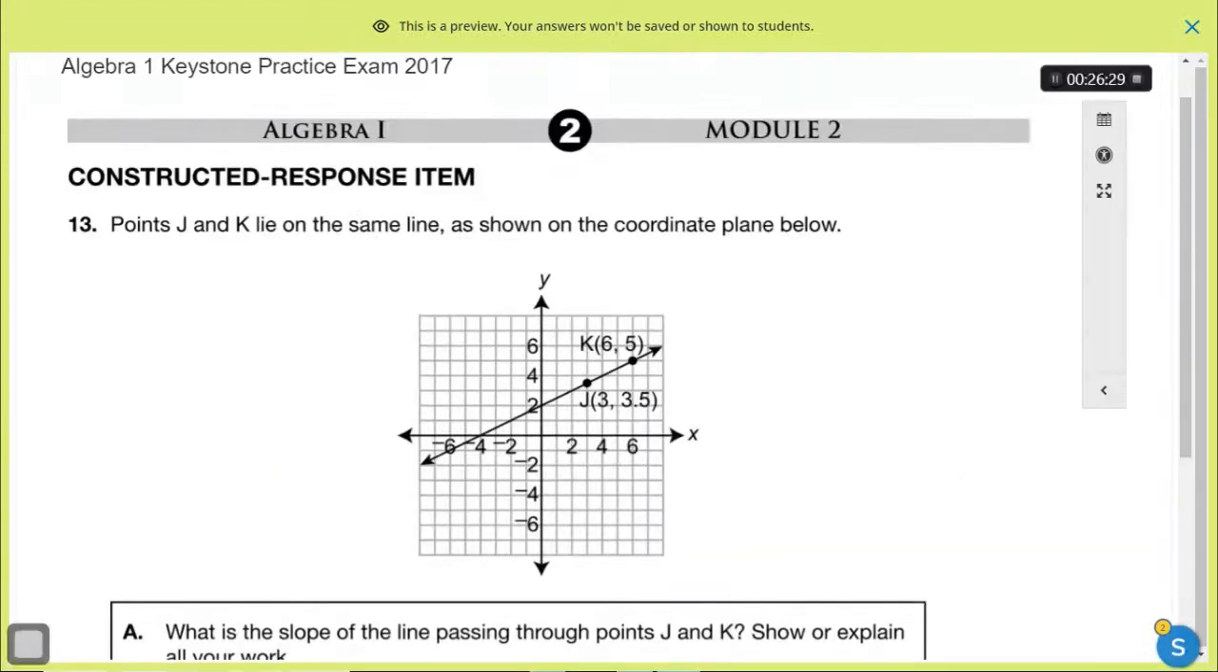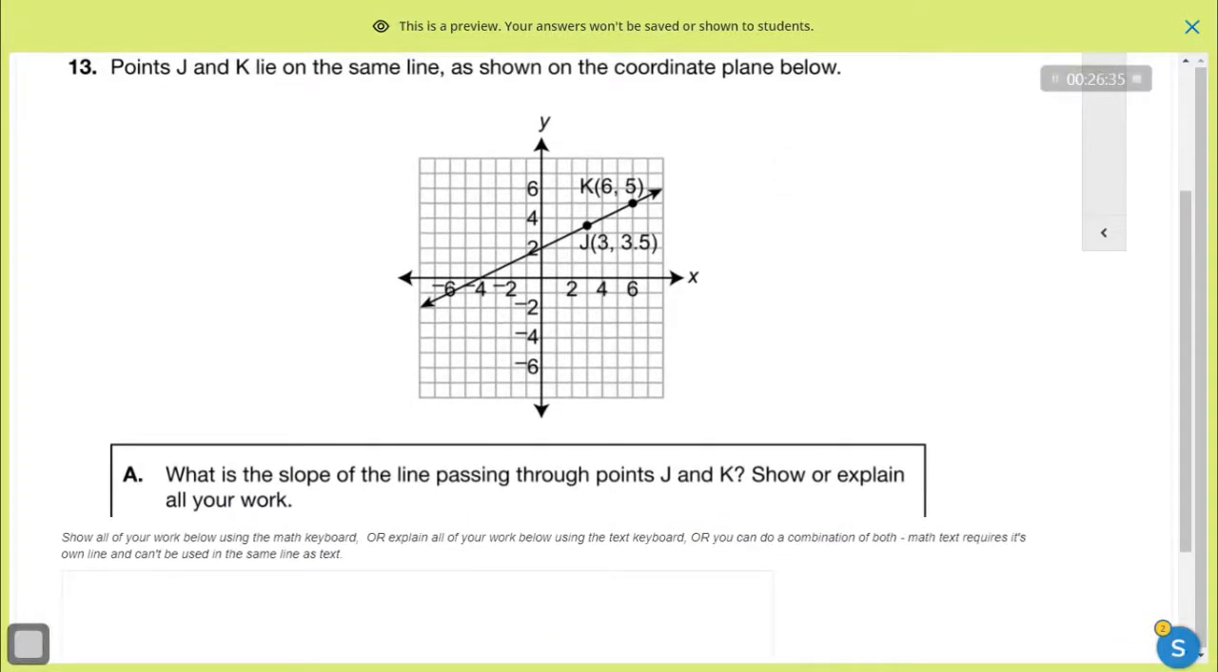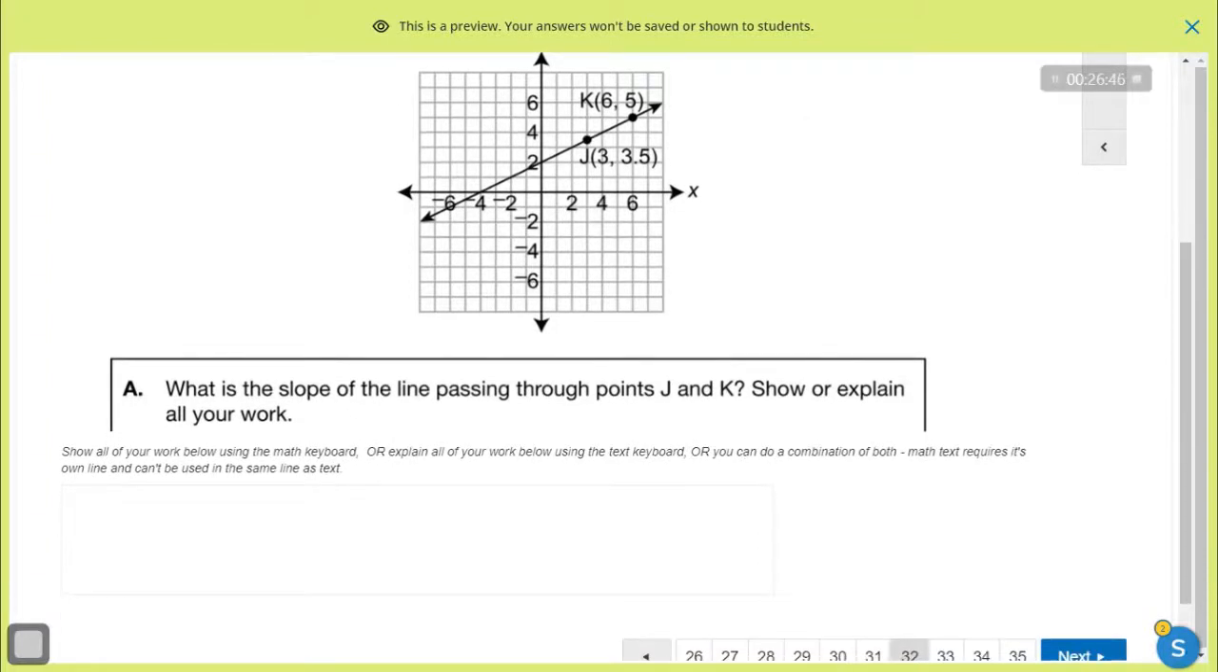Next question. Now we come to our open-ended items. Let's take a look at our first open-ended item here, also known as our constructed response items. Points J and K lie on the same line as shown in the coordinate plane below. Thank you for that information. What is the slope of the line passing through points J and K? Show or explain all your work.